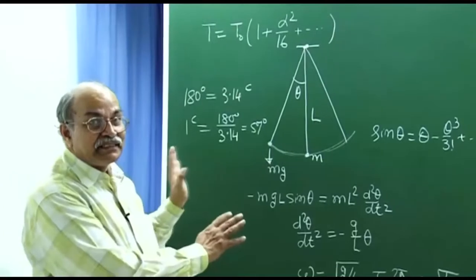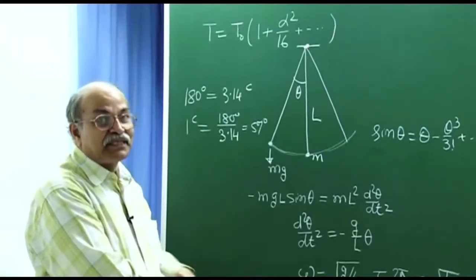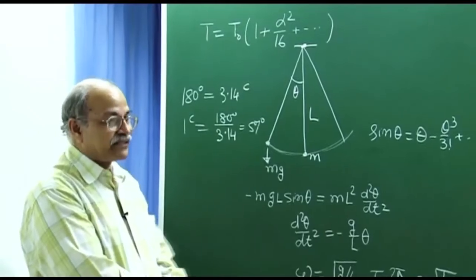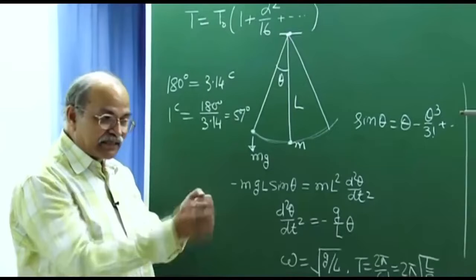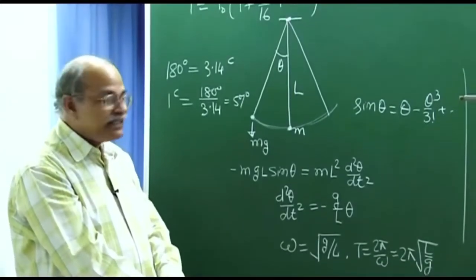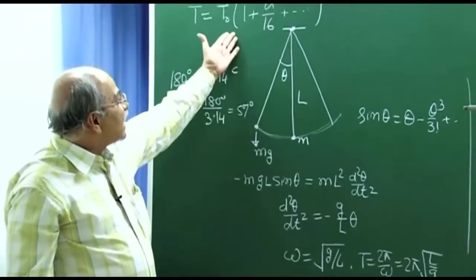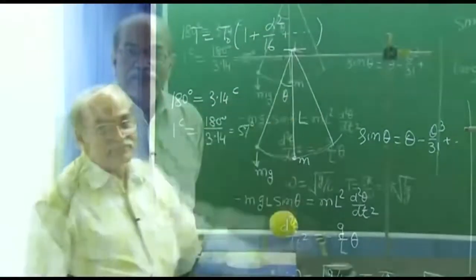So that is how the time period varies with amplitude. Now it will be your task to construct a simple pendulum and measure the time period for different amplitudes and see how it varies, and whether it agrees with this or you need even more terms.